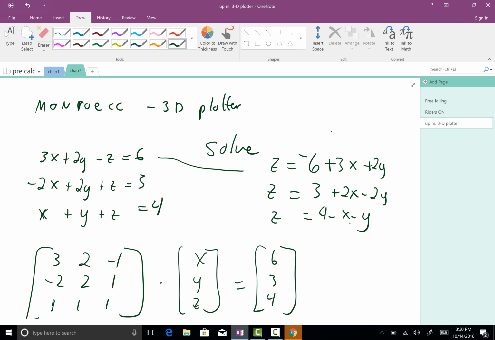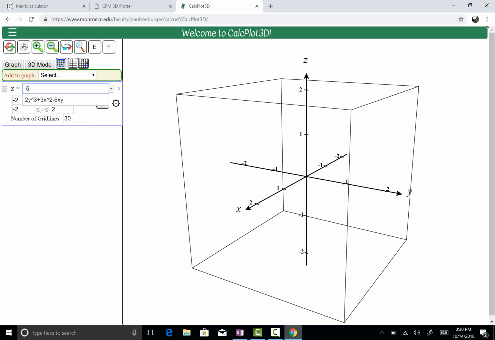All right, so then I'm going to type those in. So let's see, I'm going to go -6, all right, minus 3x, but it was actually a plus 3x. I'm going to go plus 3x. And let's see, I'm minus 2y.